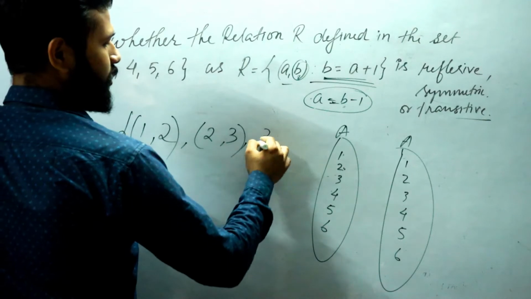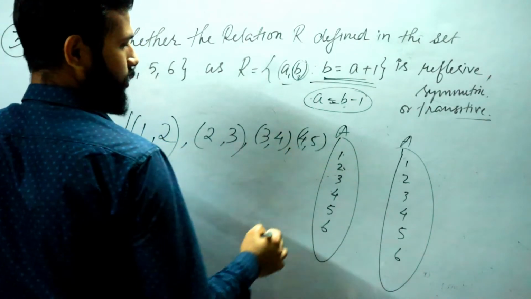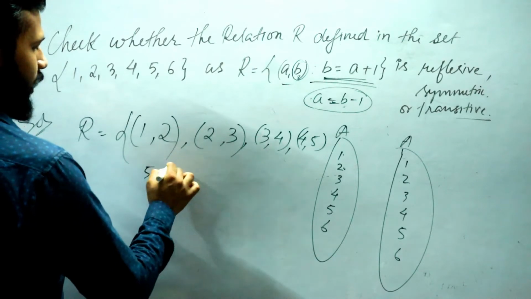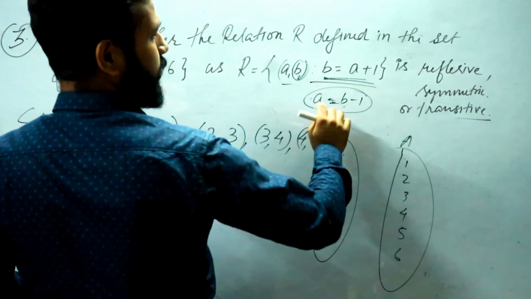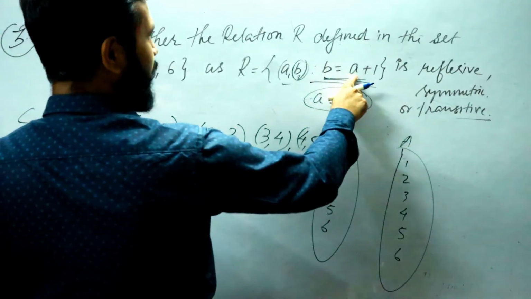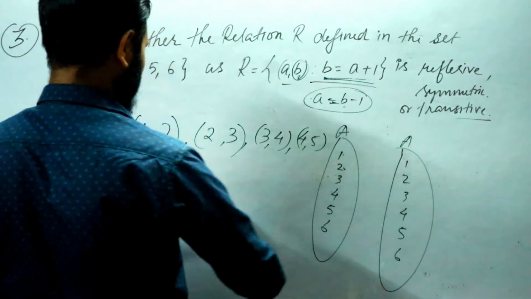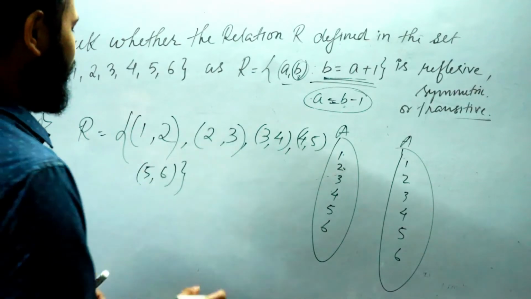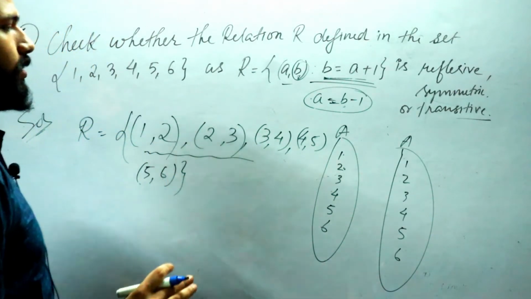Next, if I take 3, you will get 4. If you take 4, you get 5. If you take 5, you get 6. Okay? (A, B) with B equal to A plus 1. Clear now? Very simple. A equal to 5, then obviously B equal to 5 plus 1, 6. So these are the possible elements present in this relation: (1, 2), (2, 3), (3, 4), (4, 5), (5, 6). This is the possible relation.